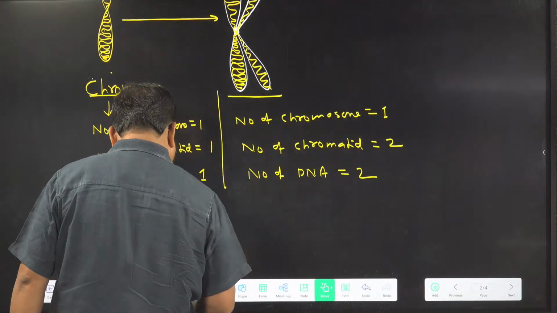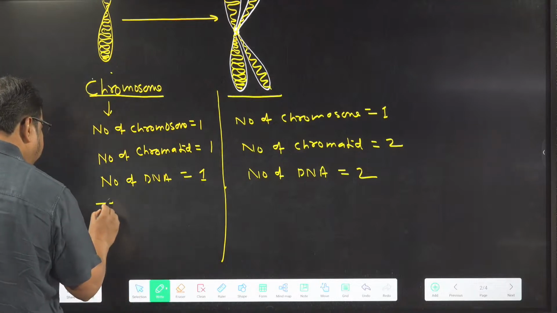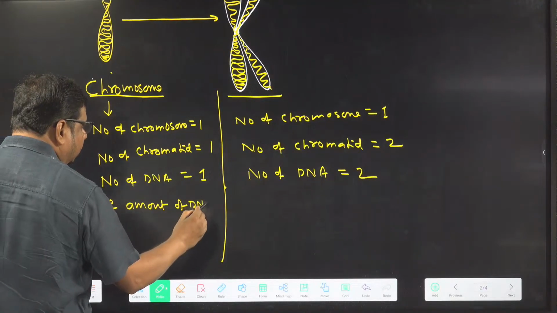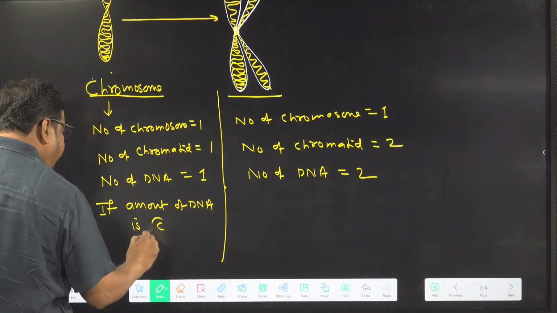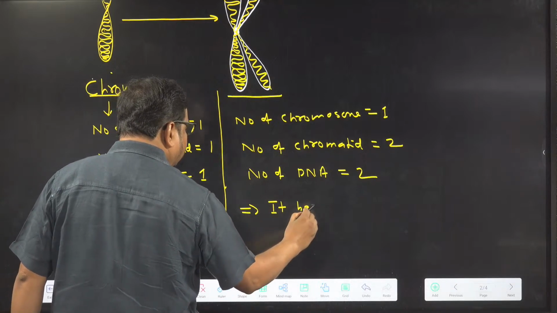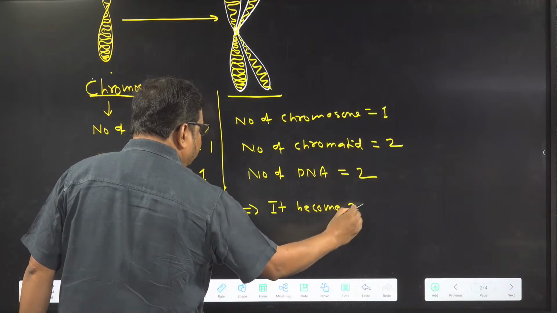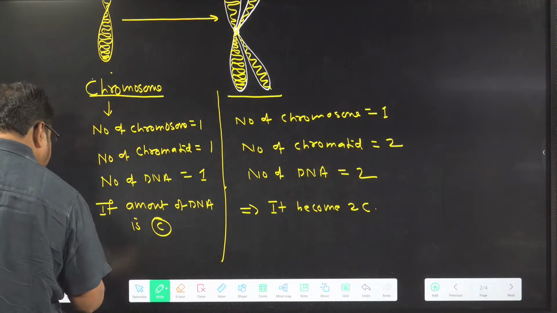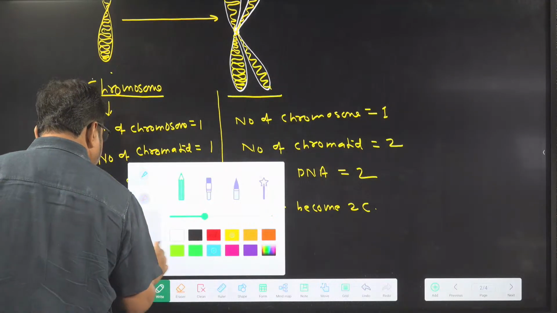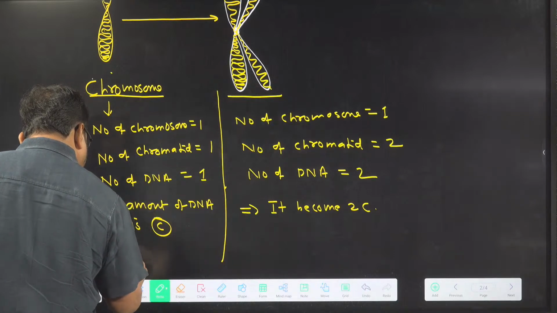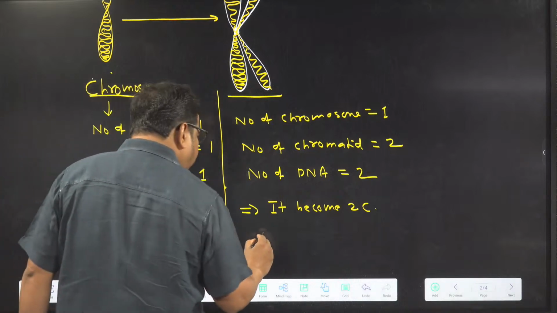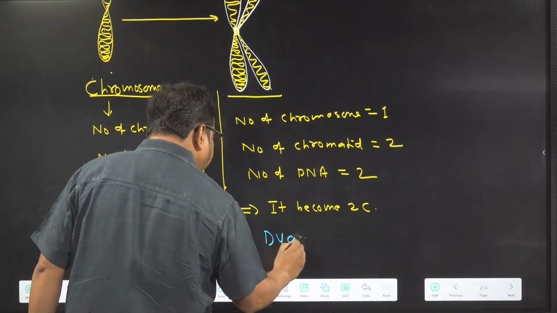Here, if the amount of DNA is C, here it becomes 2C. Got the idea? This condition is called monad. This condition is called monad, and this condition is called dyad.